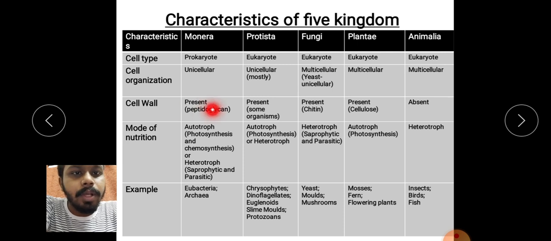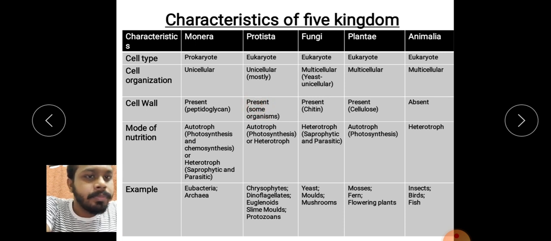Now the cell wall. In Monera the cell wall is present, and its composition is peptidoglycan. Many Protista have a cell wall, and in fungi the cell wall composition is chitin. In Plantae, cellulose is the main composition of the cell wall, but in Animalia no cell wall is present. In mode of nutrition, in Monera both autotrophs and heterotrophs are present. Autotrophs perform photosynthesis or chemosynthesis.